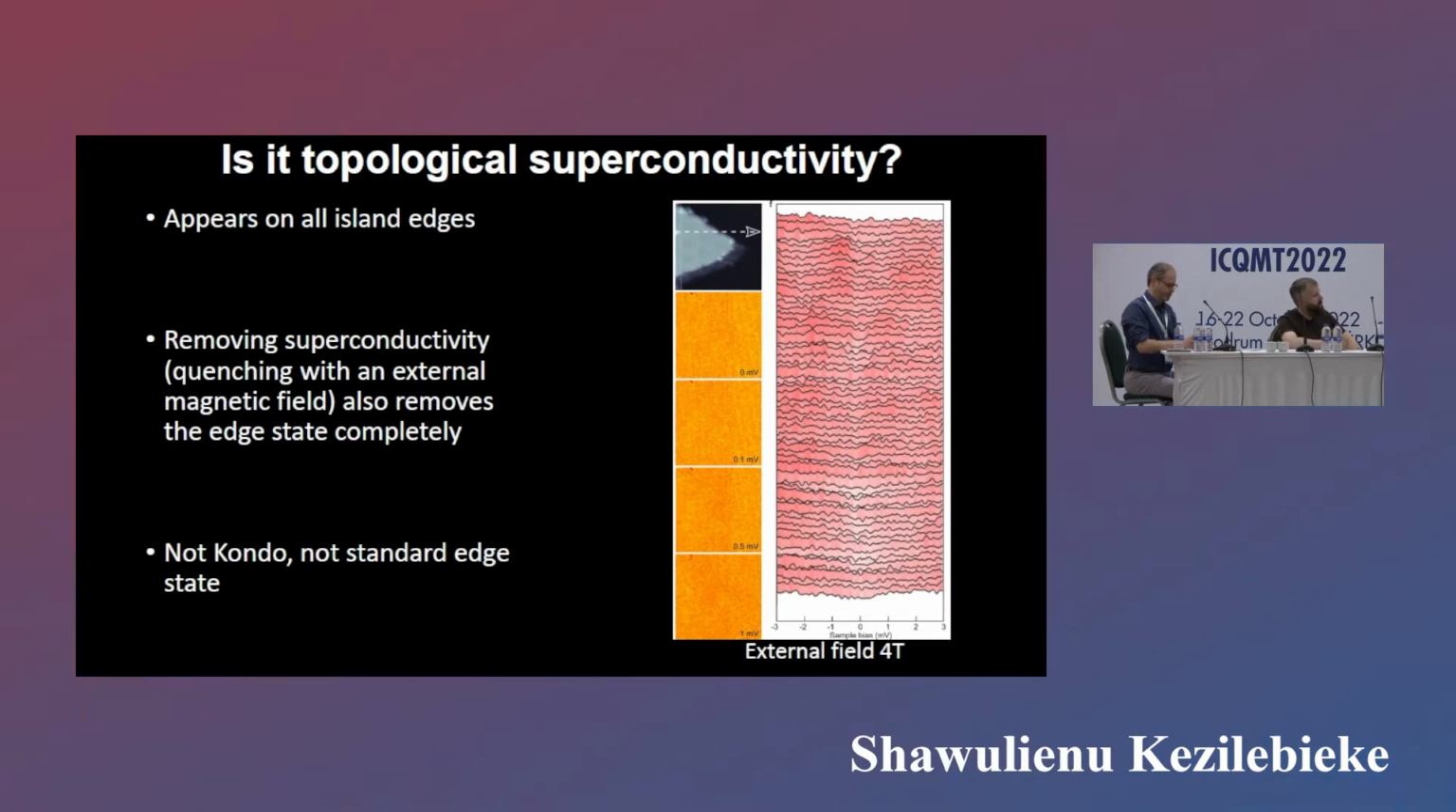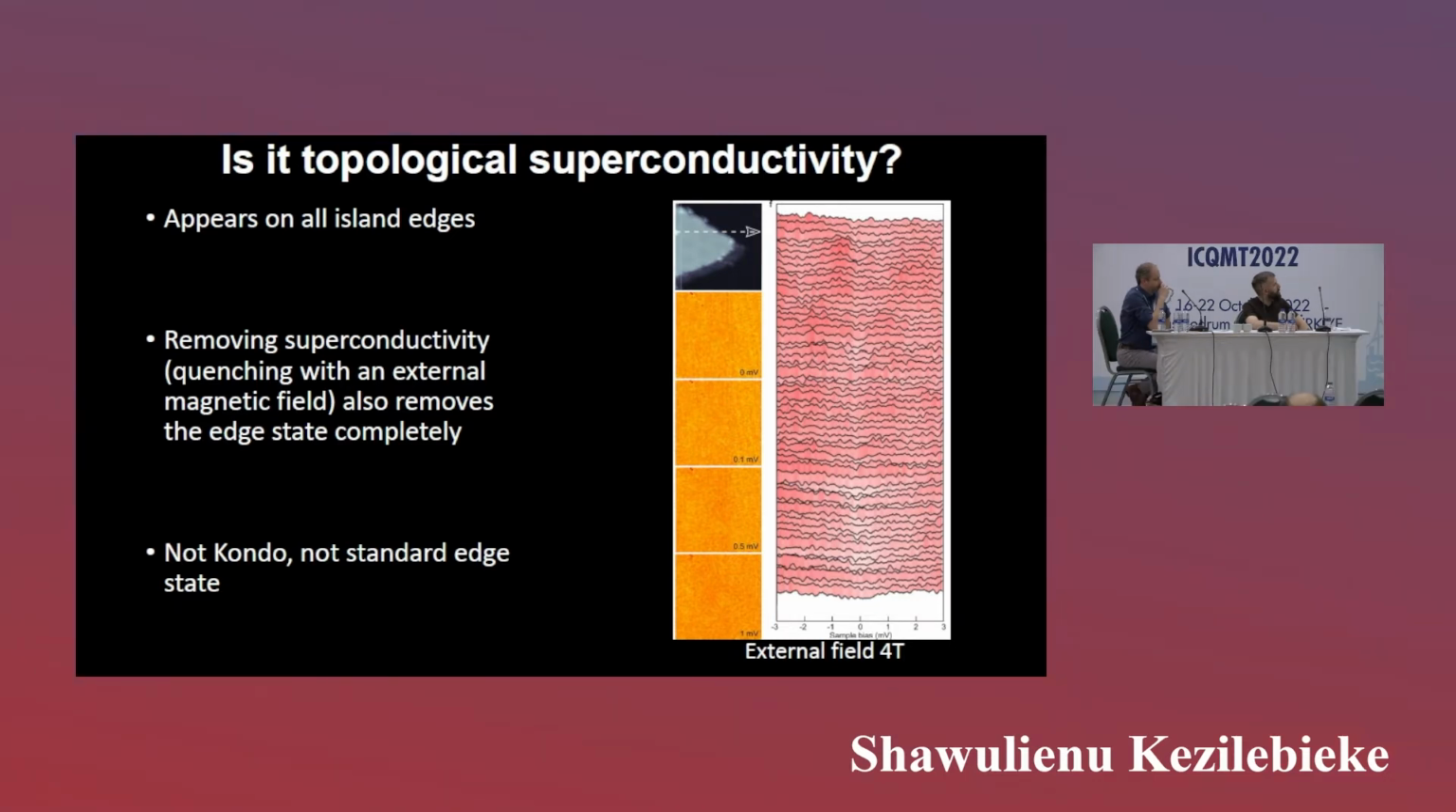Here is the map, and here are some line spectra taken across this island. This eliminates some trivial electronic states which are not related to superconductivity, and it also eliminates the so-called Kondo effect, which is a magnetic impurity screened by conduction electrons. Those states should exist even if the superconductivity is gone, or split under the external magnetic field, depending on what kind of spin the impurity has. Next slide, please.